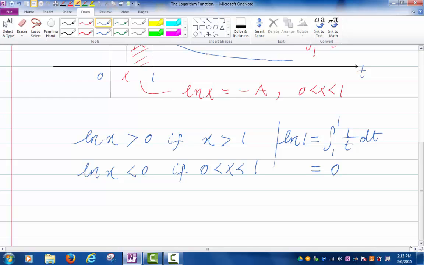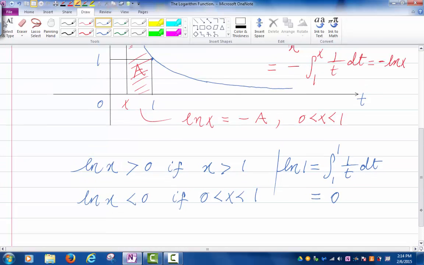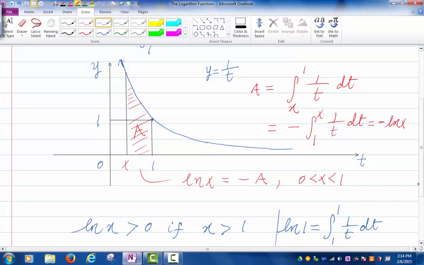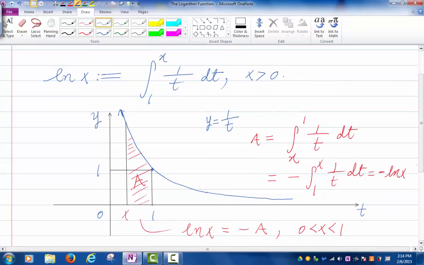Yes. Natural log of x is the integral from 1 to x of 1 over t dt, right? And when x is bigger than 1, let me use a different color. When x is bigger than 1, then the integral from 1 to x gives you the green region, right? The area of the green region is given by the integral.